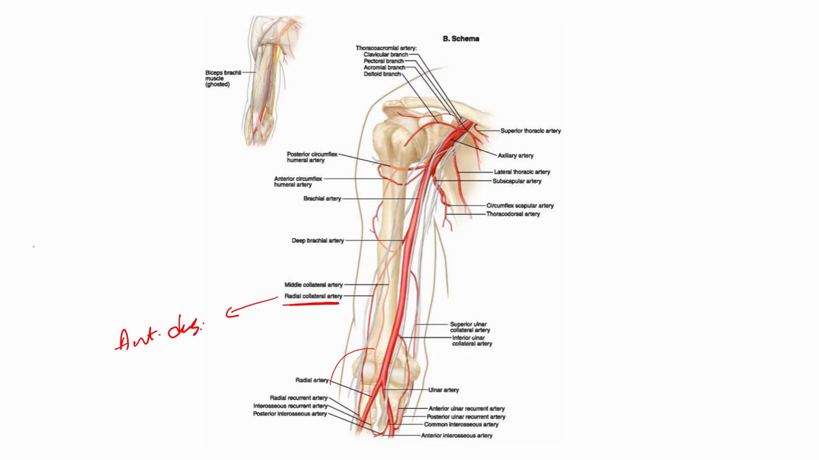Yes, the radial collateral is also called the anterior descending artery, whereas the middle collateral is nothing but the posterior descending branch of the profunda brachii artery. So the anterior descending artery anastomoses with the radial recurrent artery, and the posterior descending branch is seen to anastomose with the interosseous recurrent branch, as we can see over here, which is in turn the branch coming from the ulnar artery itself.